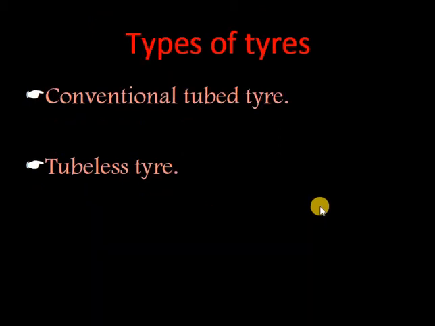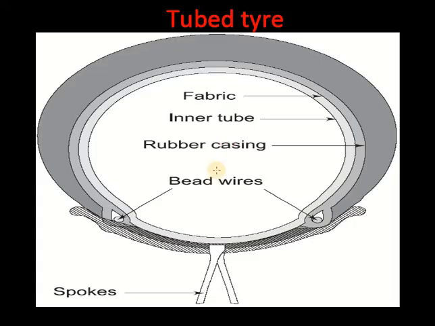The types of tires are conventional tube tires and tubeless tires. Nowadays most of us use tubeless tires, which have advantages compared with conventional tube tires. Tube tires: here are the spokes, and this is the rim on which we fit the tire, with the fabric inner cover, rubber cushioning, and finally the bead wires.